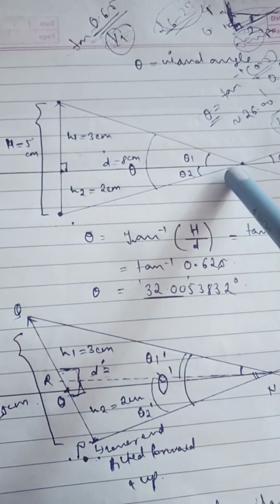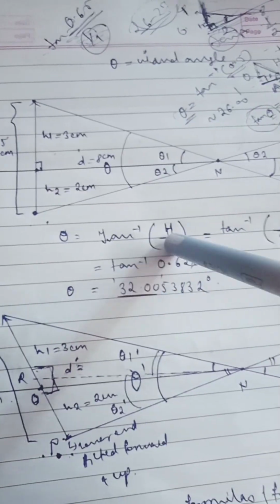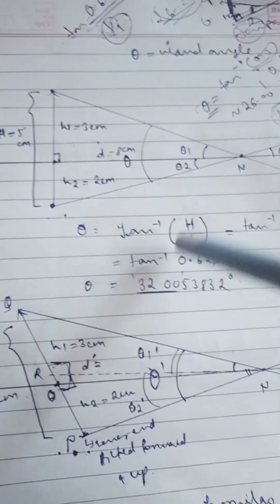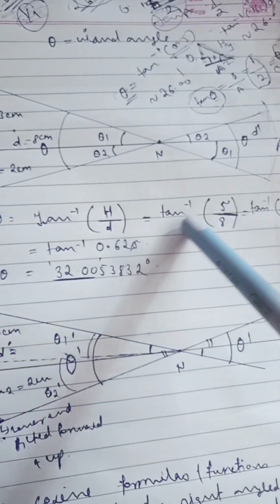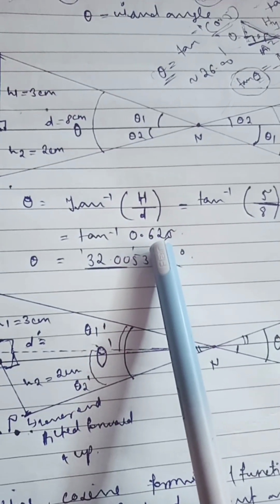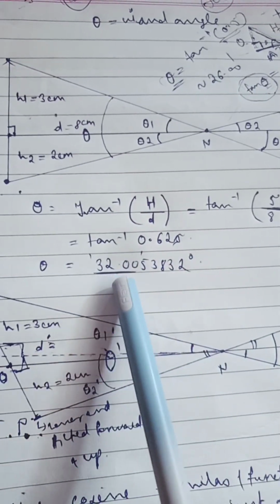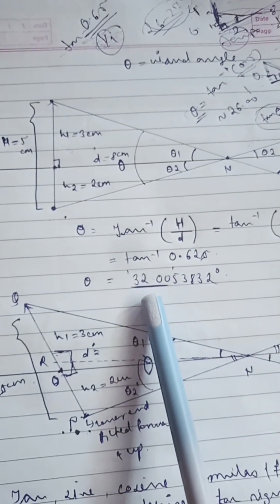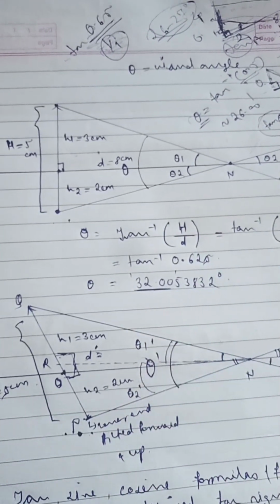So this is vertically oriented, and we have derived this equation, tan inverse h upon d. How we derived this h upon d, we already know from before. So tan inverse 5 by 8, tan inverse 0.625, comes to be 32. So this vertically oriented 5 centimeter object at distance d makes an angle of 32.0053832 degrees.